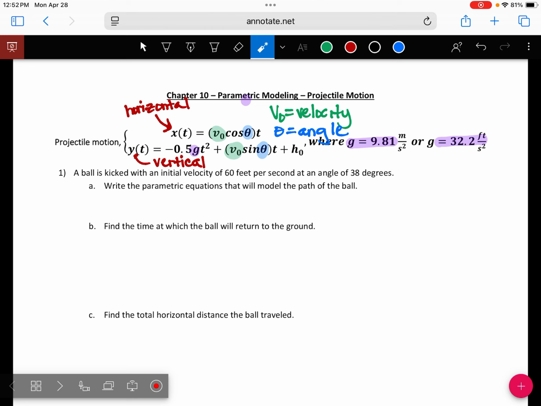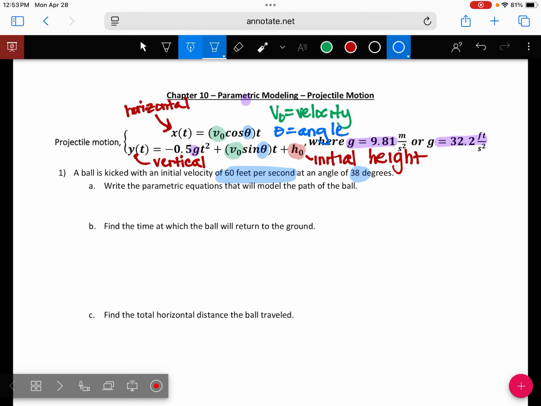Last thing is this H sub 0, and that stands for your initial height. So let's go ahead and get started. Part A, number 1 says, a ball is kicked with an initial velocity of 60 feet per second and an angle of 38.